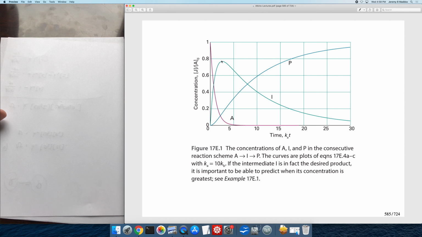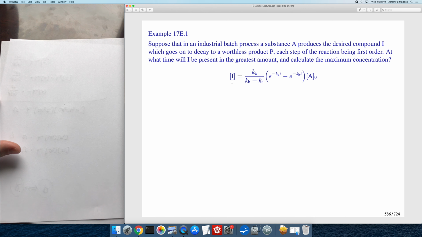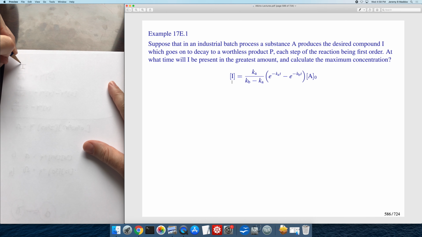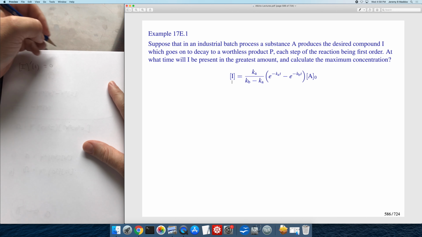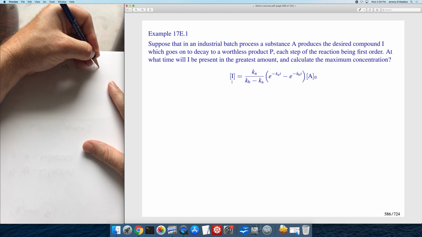So the question is, at what time does the concentration of I reach its maximum? And that's a calculus problem. So what you want to do is to take the time-dependent function for the intermediate. You want to take its first derivative and set that equal to 0, and then solve for t.